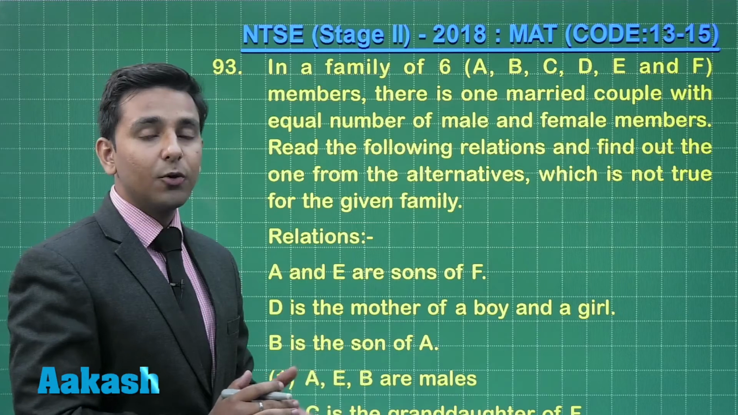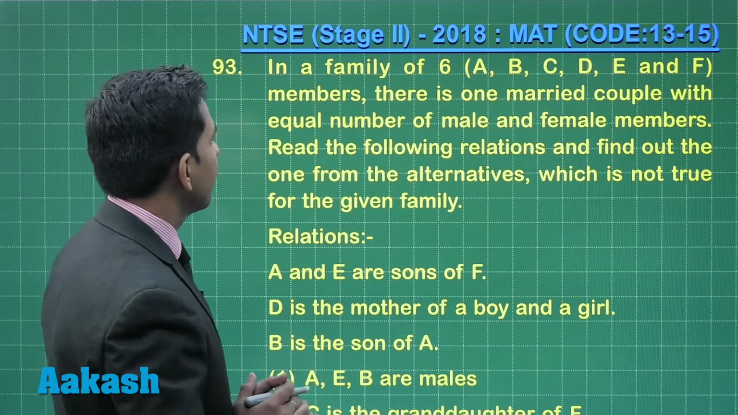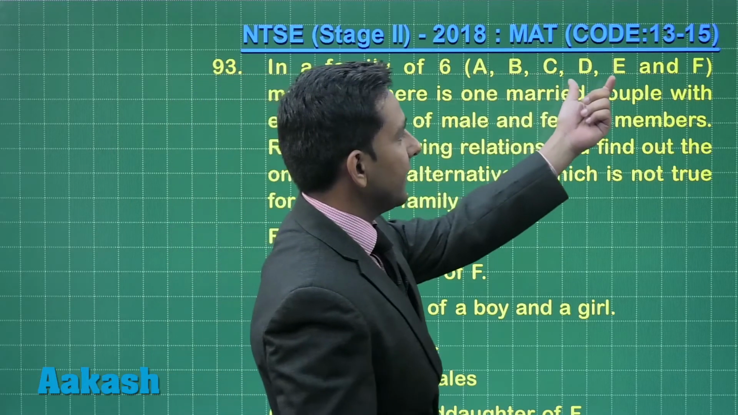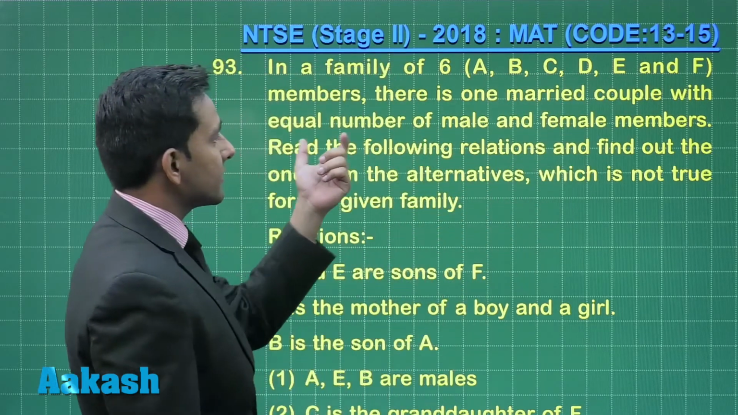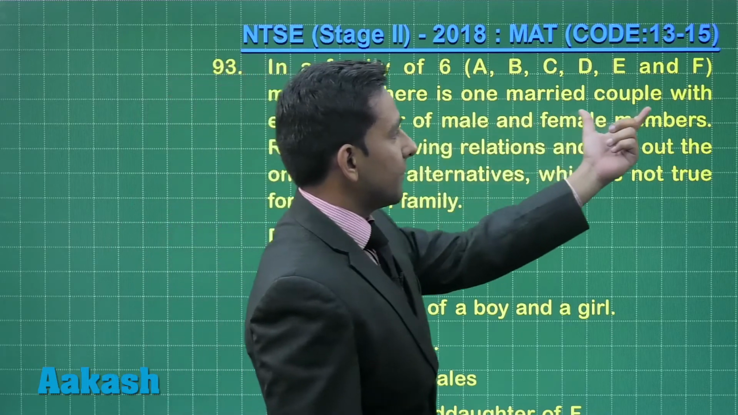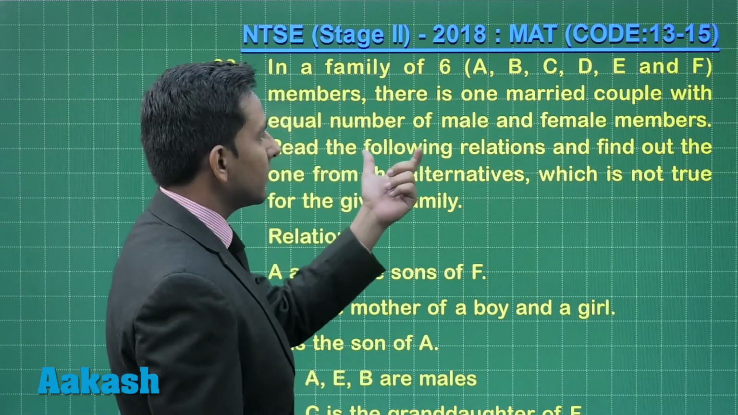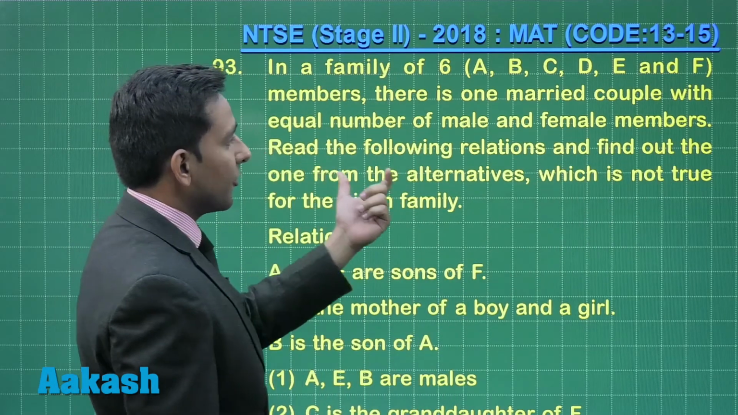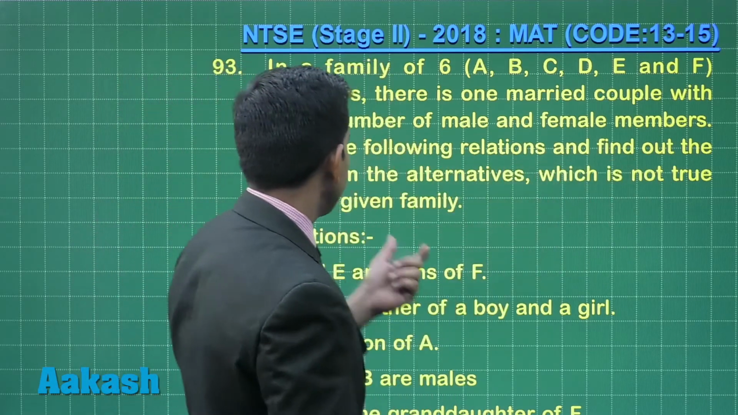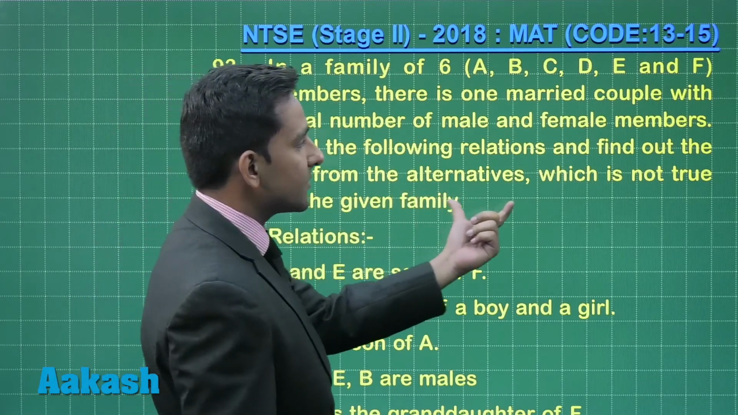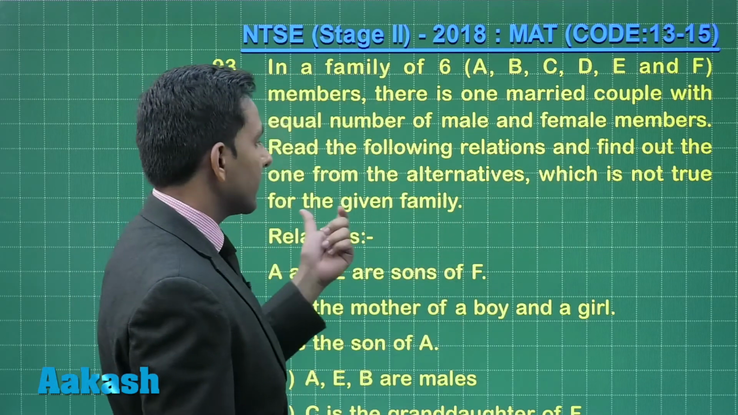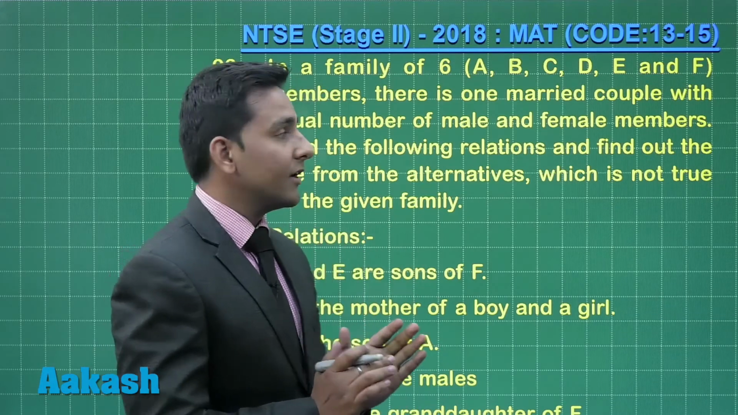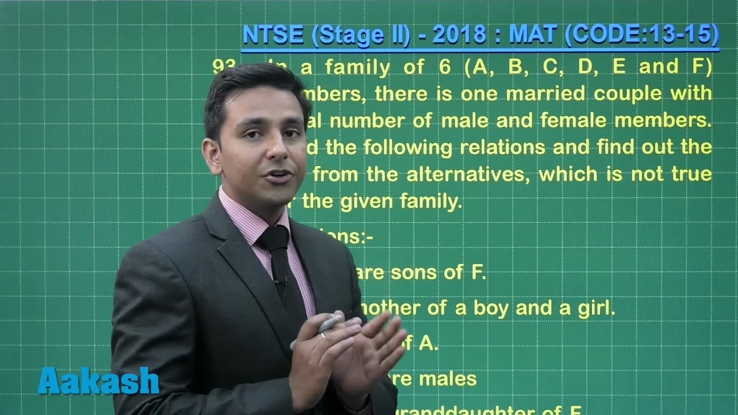Now friends, let's take question number 93. In a family of 6 members A, B, C, D, E and F, there is one married couple with an equal number of male and female members. Read the following relations and find out the one from the alternatives which is not true for the given family. Here we have a total of 6 members in the family, that means we can say 3 male and 3 female.